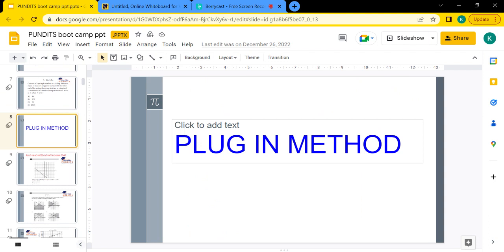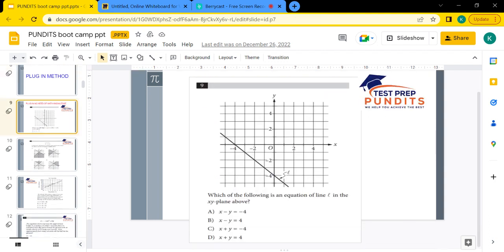Last time we finished up the back solving series and today we're going to be doing the plug-in method. Let's not waste any time. Take a look at the question in front of you. Which of the following is an equation of line L in the xy plane above? They've given us the graph of a line and they've asked us for its equation.